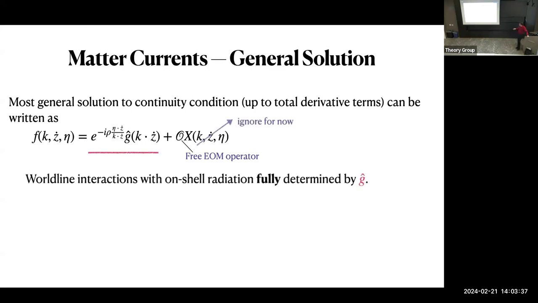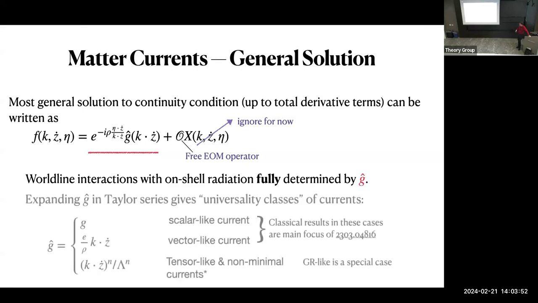Okay, so if you're interested in on-shell radiation or far field radiation in the classical theory, or on-shell scattering in the quantum theory, the general solution is actually fully determined by one simple function of k dot z dot, which you can Taylor expand and literally just look at what theories you get at each order in your Taylor expansion. Okay, so this piece of the solution is fully fixed.